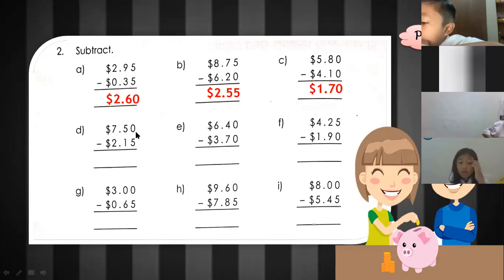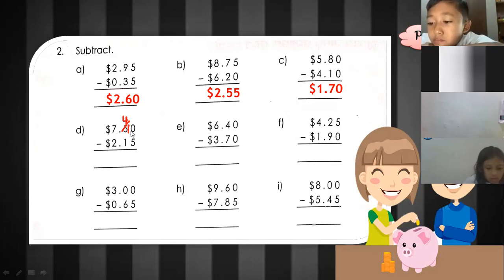Boys. Come on, boys. Unmute. 0 minus 5. Can you minus? Cannot. So borrow from 5. 5 becomes 4 and 0 becomes 10. 10 minus 5 is 5. 5 minus 1 is 3. 7 minus 2? 5. So, all together will be $5.35. Good. Boys, mute lagi.